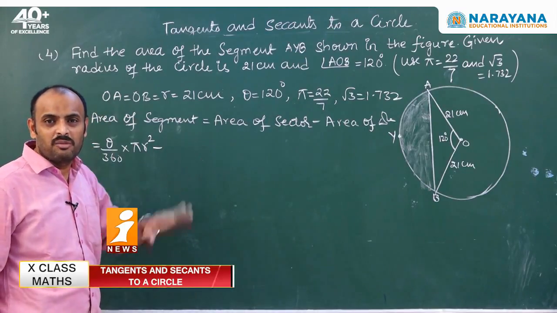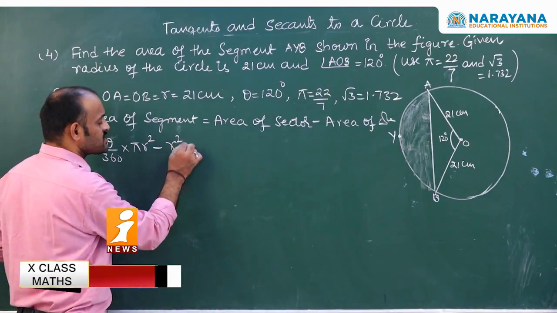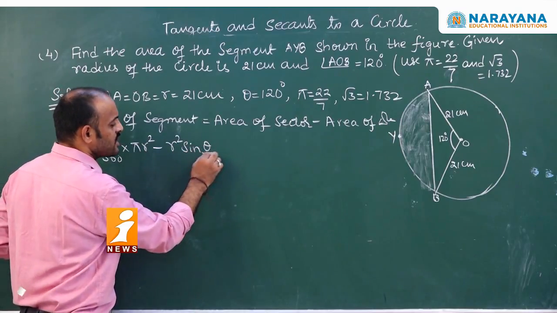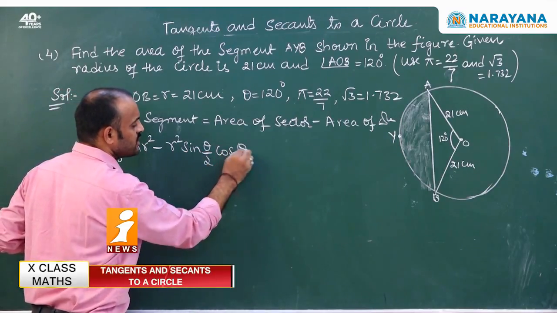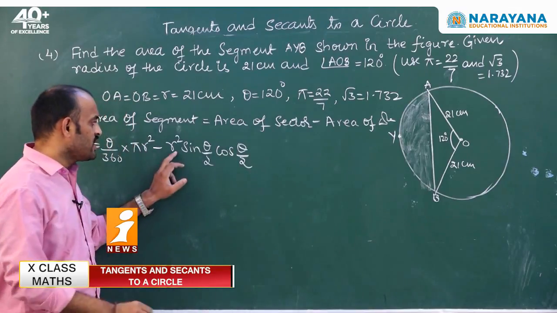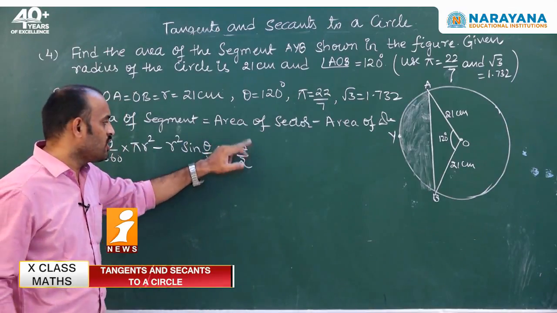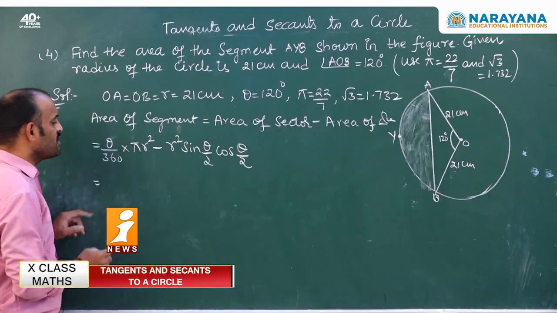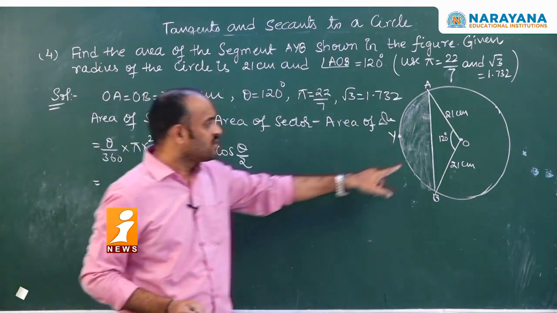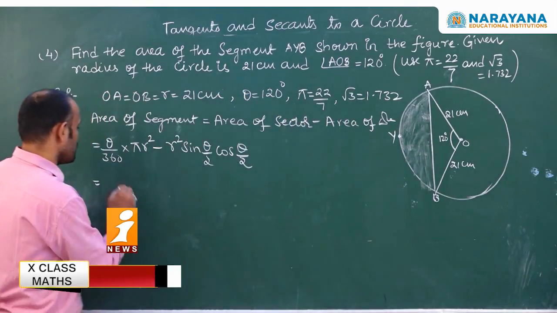Already I have given you the formula that area of triangle here is r square into sin theta by 2 into cos theta by 2. R square into sin theta by 2 into cos theta by 2. Substitute the values. What is theta he has given? 120 degrees, which we have written here.